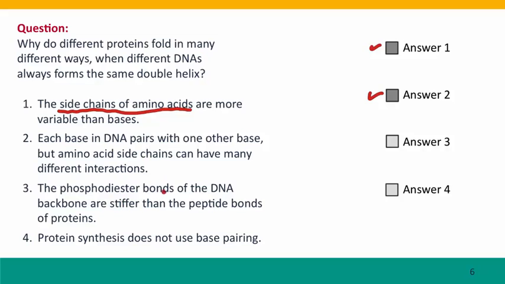Now, the phosphodiester bonds of DNA aren't actually stiffer than peptide bonds, although when they're twisted up into a double helix, they are stiffer. And protein synthesis, you should remember from Module 1, does use base pairing. It's the base pairing between the transfer RNA and the messenger RNA codons that actually puts the right amino acids in the right order in the protein.